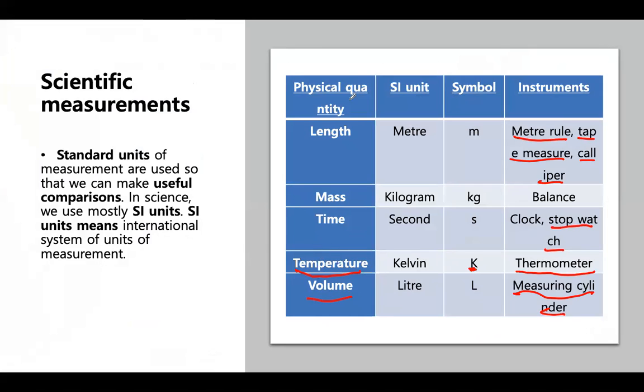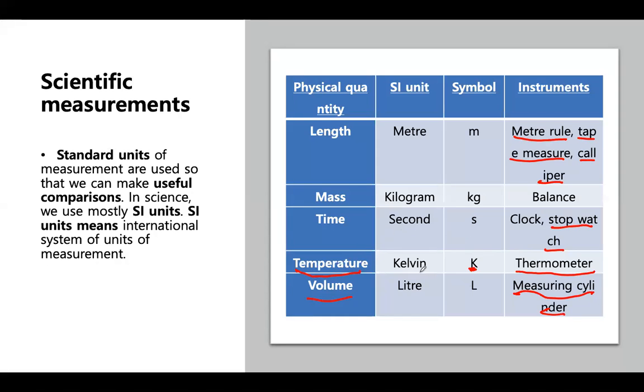All right, so the physical quantity is temperature. Let's go over it again. The SI unit for temperature is Kelvin. Remember that it's in Kelvin. We use degrees Celsius in our everyday life, but in science we use Kelvin, and the symbol for Kelvin is K. The instrument is our thermometer. Question? Sir, how did it get that name, sir?